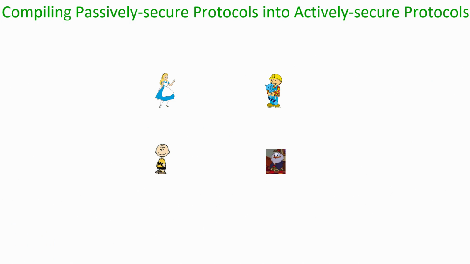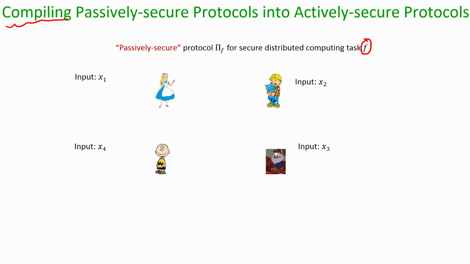So, what we can now do is see a very nice framework, namely a compiler which can compile any passively secure protocol into an actively secure protocol. Imagine you have a distributed computing task, say little f, which can be any abstract computational task. It could involve multiple parties, 2 parties, 3 parties, 4 parties, or any n number of parties, where each party has some input, say x1, x2, x3, x4.